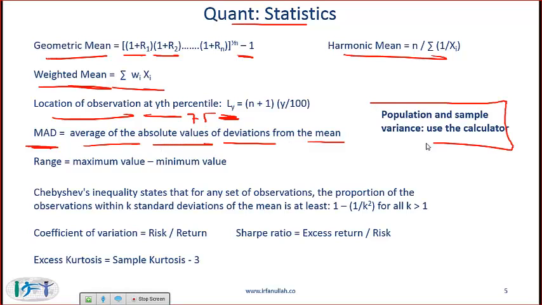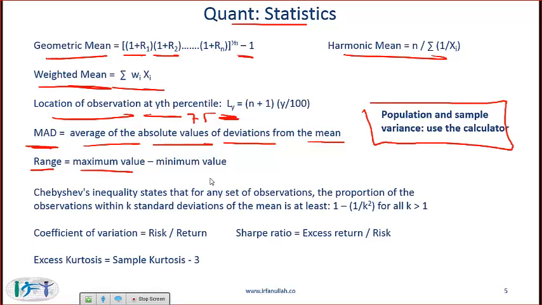Next, population and sample variance. I'm not even giving the formula here because I need you to understand the concept. It's a measure of dispersion from the mean. If you are given 5 numbers and you need to find the standard deviation, use the calculator. What you need to be able to figure out is, based on the question, are you calculating a population variance or a sample variance? The calculator will give you both numbers and you figure out which one is being asked for in the question.